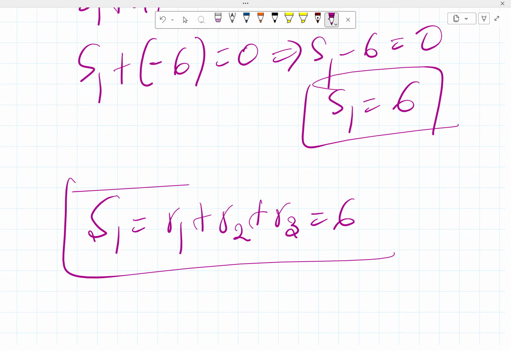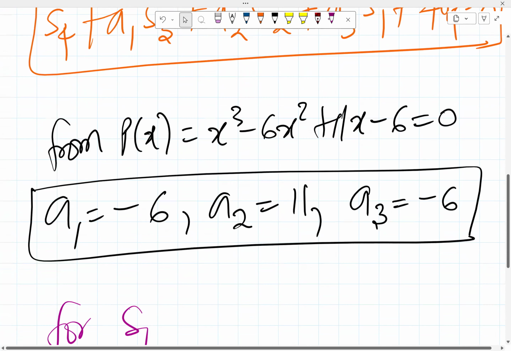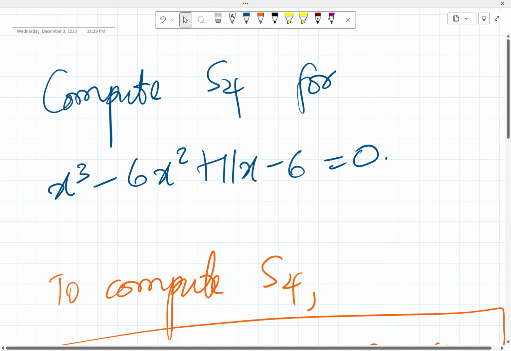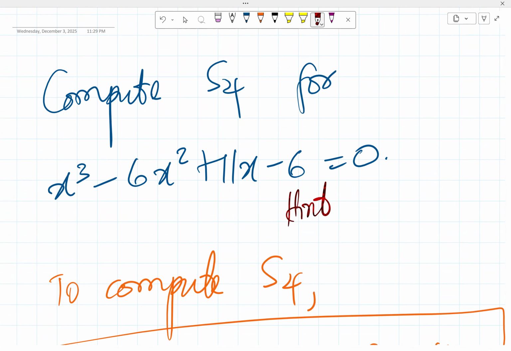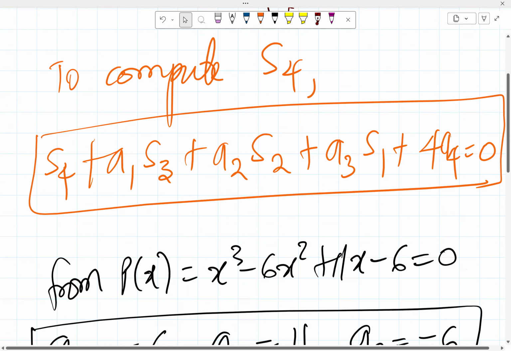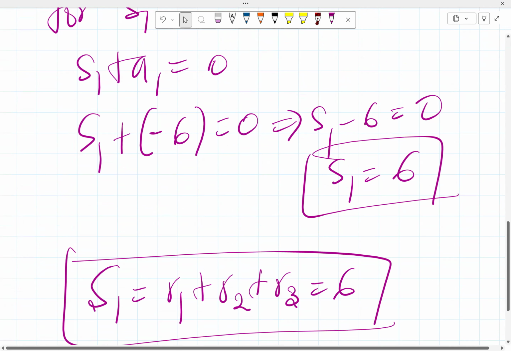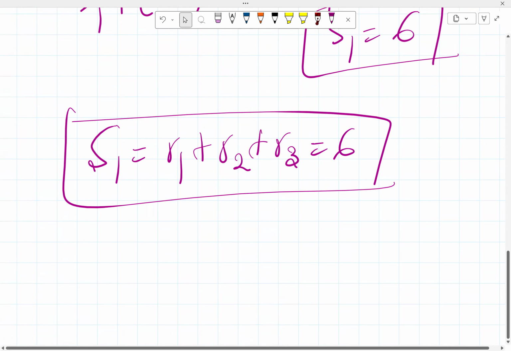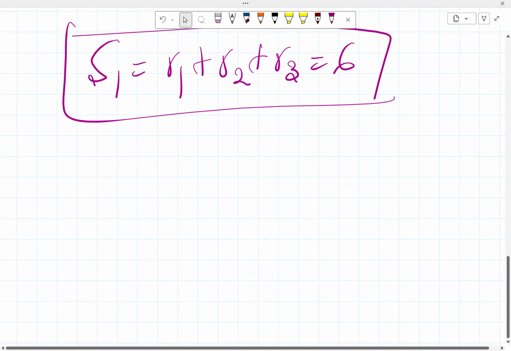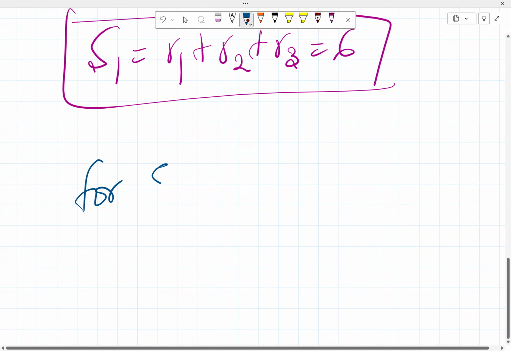Of course, if I want to add a hint here, I can say hint: roots are 1, 2, and 3. So we can easily verify. 1 plus 2 plus 3 is 6, so we see that that works. Okay, the next thing we want to do is S2. For S2, how do we go?